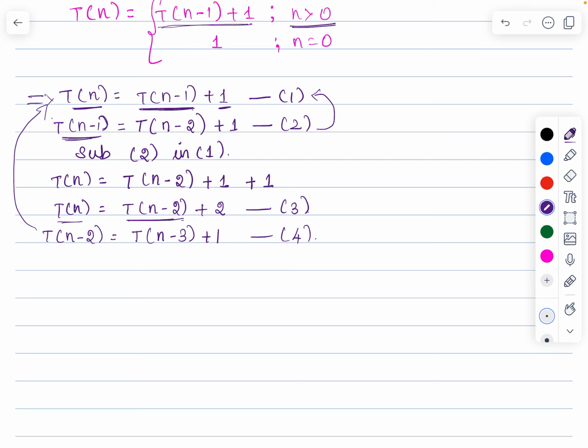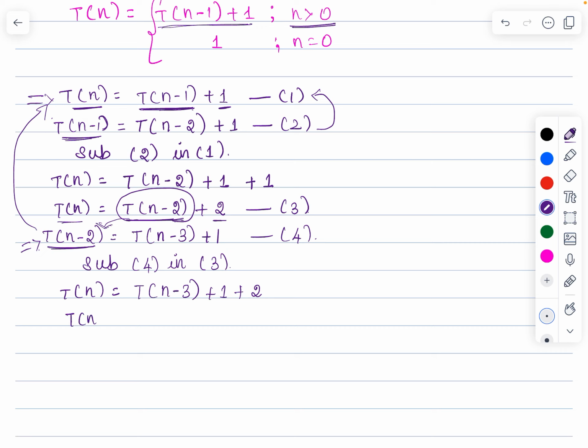We got the equation for T, what exactly this T of n minus 2 is. Now you substitute equation 4 in equation 3. Because we know what T of n minus 2 is, we will substitute now. T of n equals, instead of this T of n minus 2, substitute the entire equation 4, because we have T of n minus 2 here. T of n minus 3 plus 1, plus retain this 2 here.